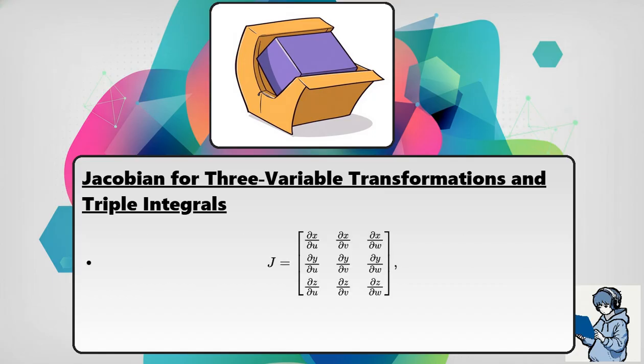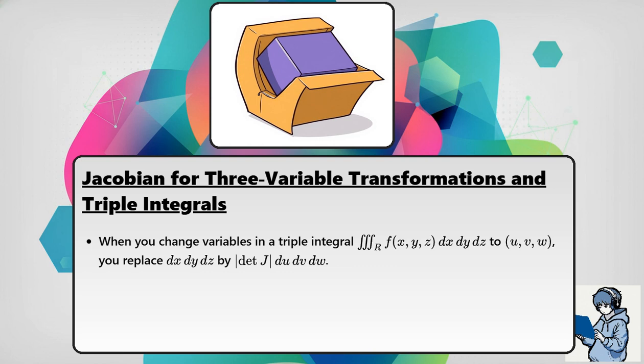3 matrix with first row partial x with respect to u, partial x with respect to v, partial x with respect to w. Second row partial y with respect to u, partial y with respect to v, partial y with respect to w. Third row partial z with respect to u, partial z with respect to v, partial z with respect to w. And the Jacobian determinant, det J, is the volume scaling factor.